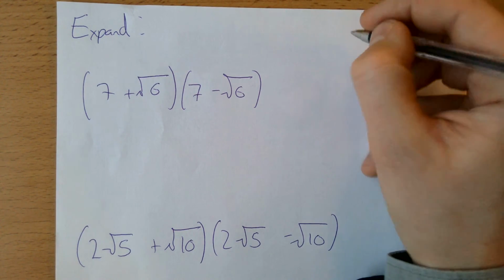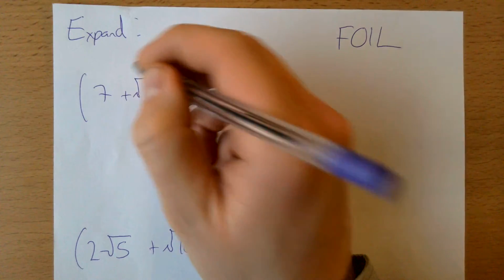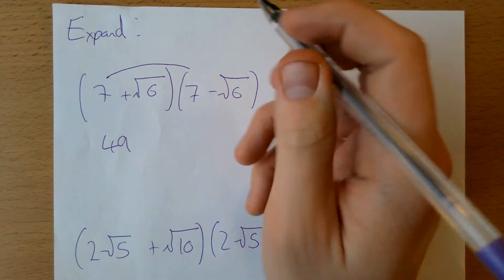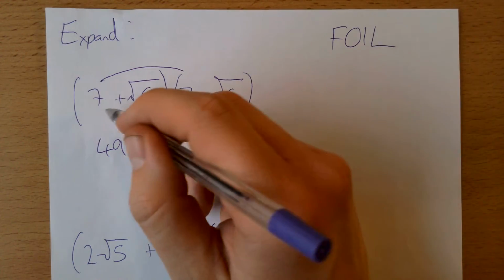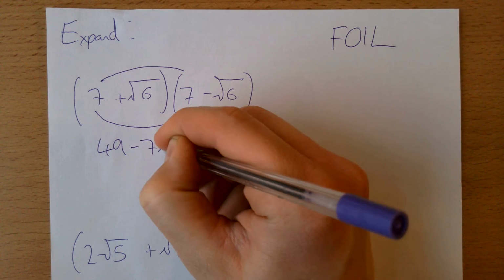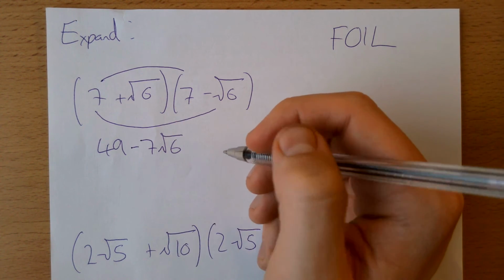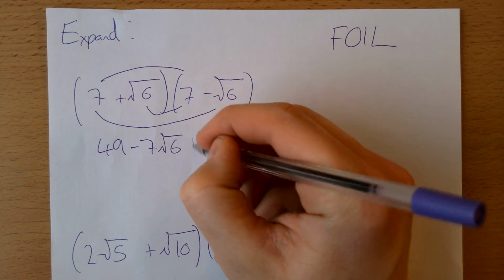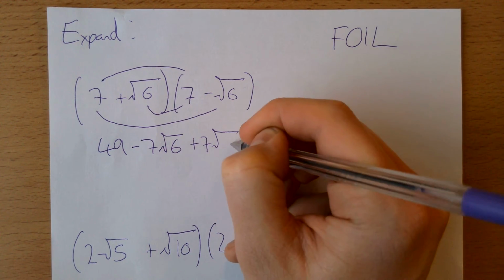So I'm still going to do FOIL when I expand these brackets. First, 7 times 7 is 49. Outside, 7 times minus root 6 is minus 7 root 6. Inside, root 6 times 7 is plus 7 root 6.